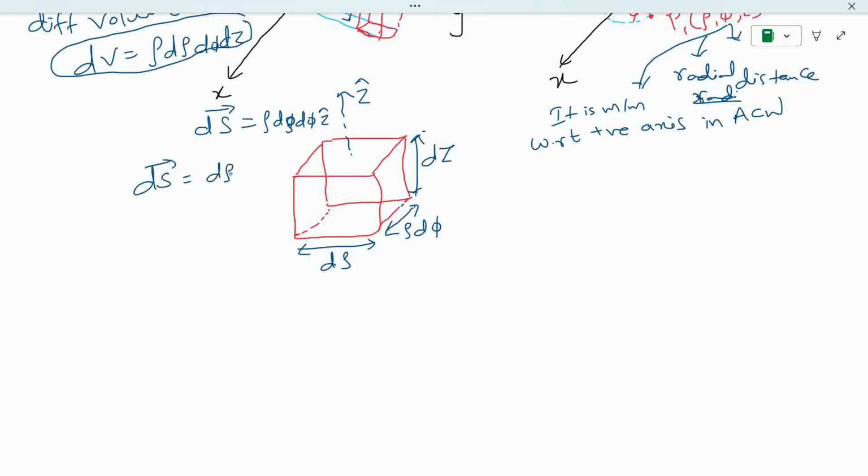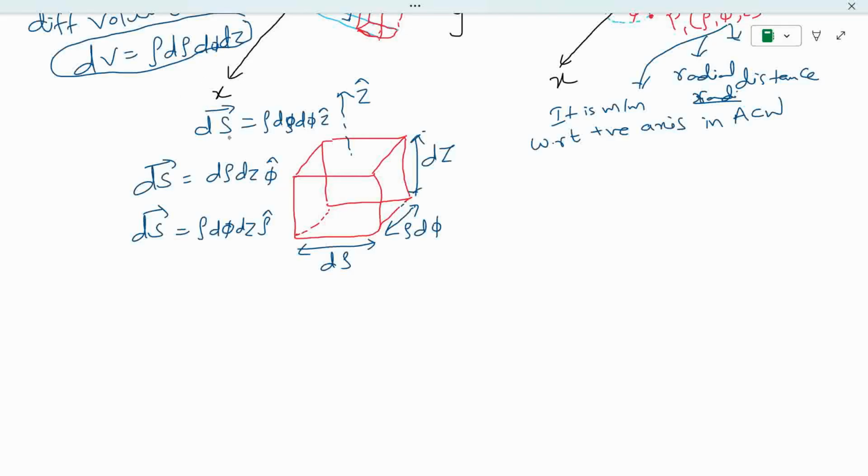So that is d rho dz phi cap, and if it is towards this rho direction, then it will be rho d phi dz. Here it will be rho cap. So this is the differential surface based on which side we are considering the surface direction.